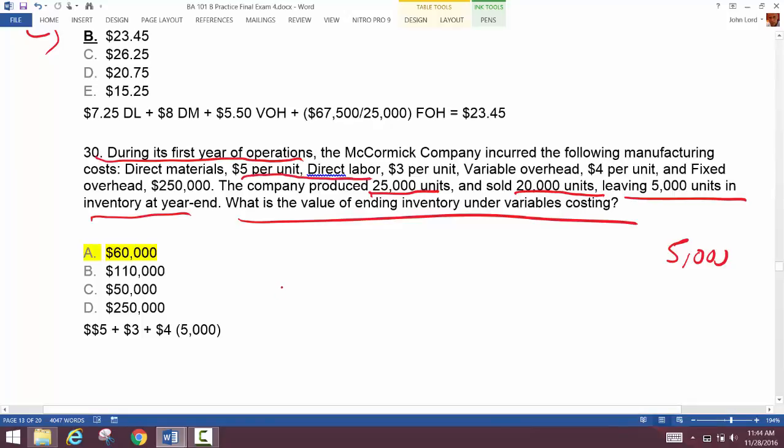So now I just have to go through each one of these. I have direct materials of $5, direct labor of $3, and then variable overhead of $4. Should I pick that up? Okay, get that. How about the fixed overhead? Don't care about that, right? Not, at least not for this problem. So I've got 5,000 times 12, or 60,000.